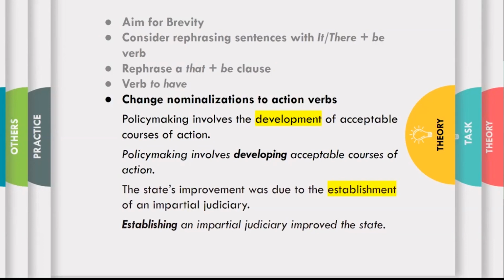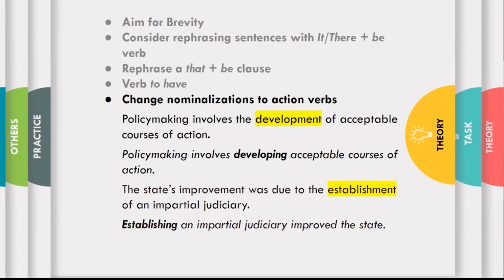So I was talking about nominalization into action verbs. That's one example. Another example is the next one. Someone would like to read it out loud for me? Please, Karen. The state's improvement was due to the establishment of an impartial judiciary. Now here, yes, we have this nominalization, establishment. If you want to rewrite it, we can make it a participle or gerund. Here in this case, it became a gerund. Establishing an impartial judiciary improved the state.